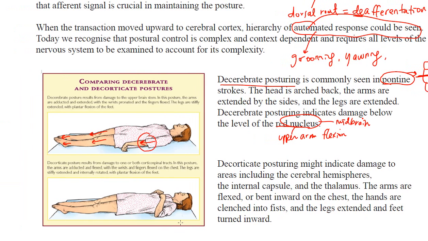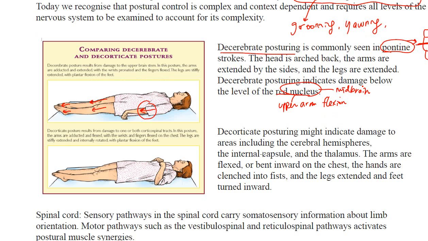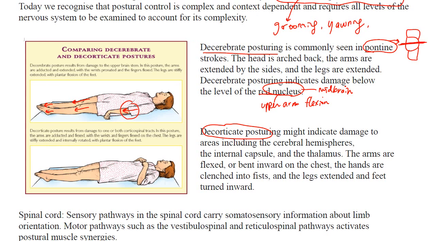If the damage is higher up, decorticate posturing might occur as a result. So decorticate: damage to the area including the forebrain areas, so the cerebral hemispheres, internal capsule, and thalamus. That's all forebrain. So if the information cannot start from this area, decorticate posturing would occur as a result.